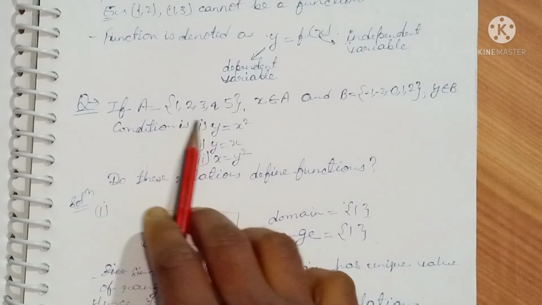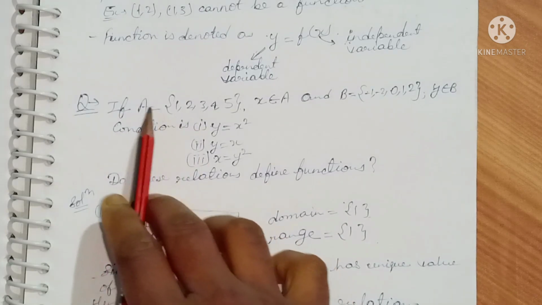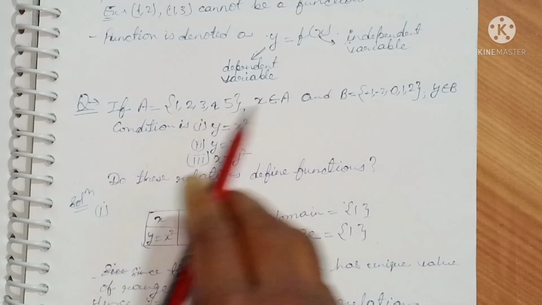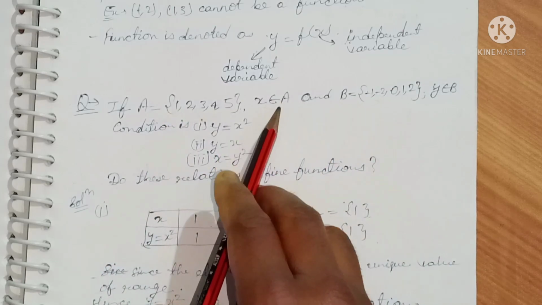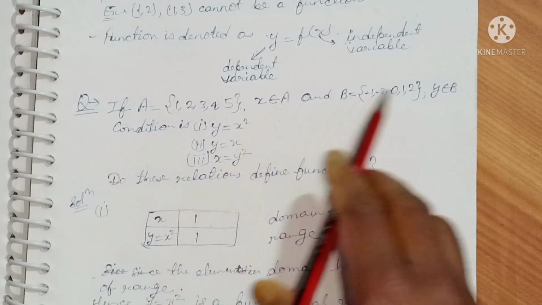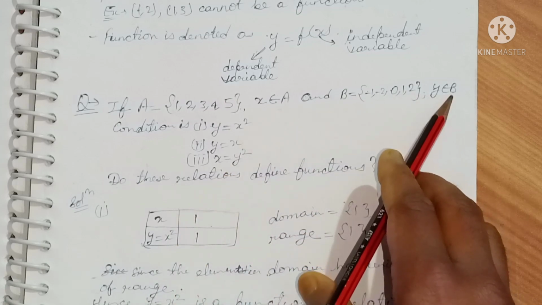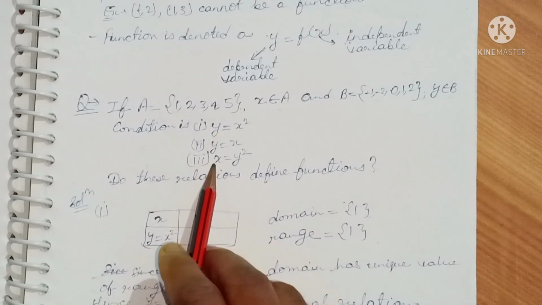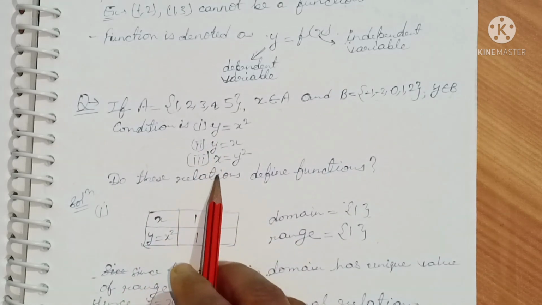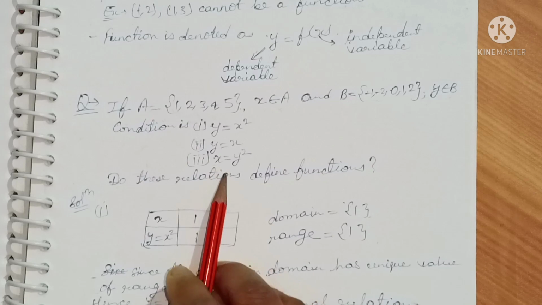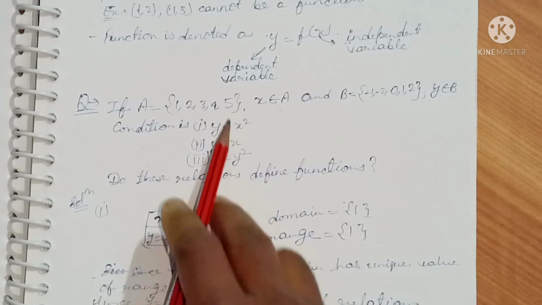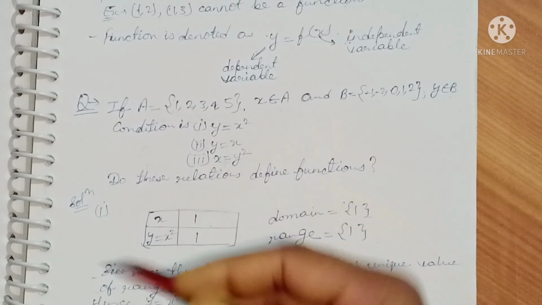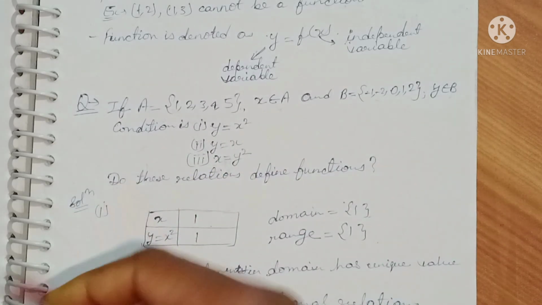Here two sets are given, A and B. So x belongs to set A and y belongs to set B. The condition or limitation, as you already know, is known as a relation. So these all are relations. Whether these relations are functions or not is what we have to prove and show.